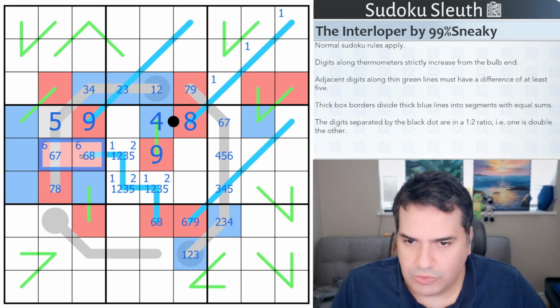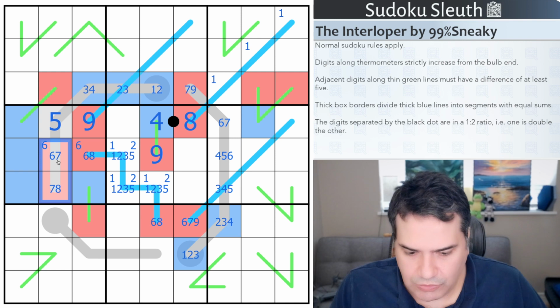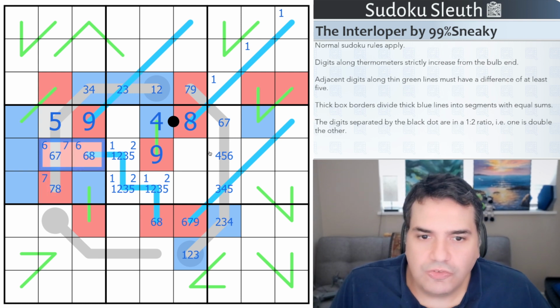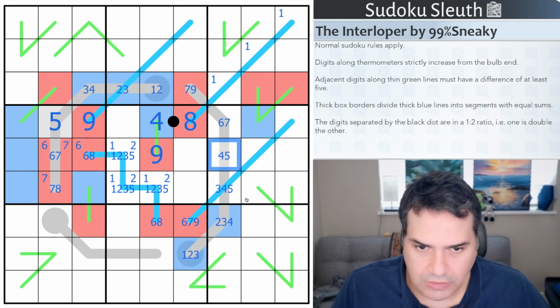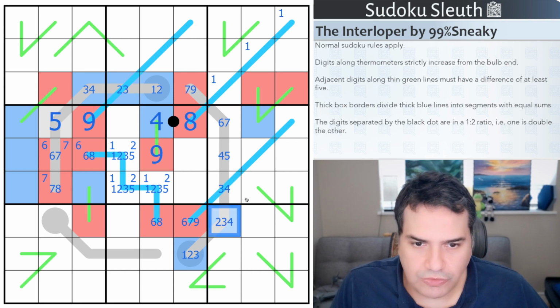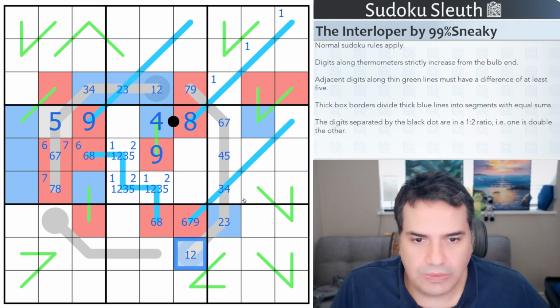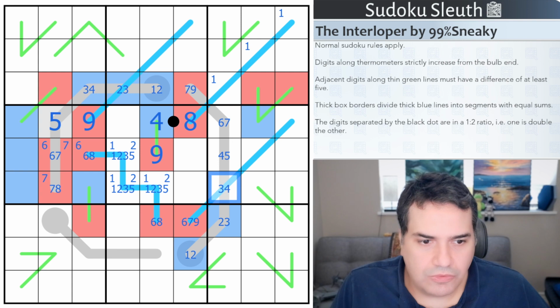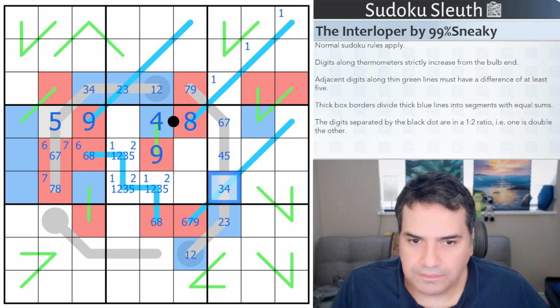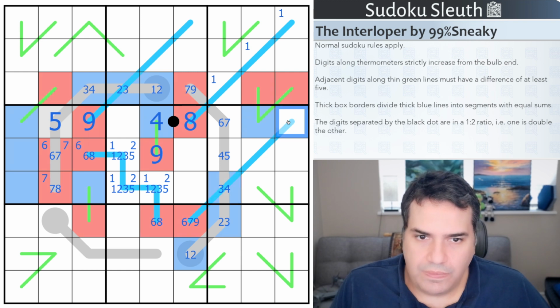6 is definitely one of these 2 cells. 7 is definitely one of these 2 cells. 6 looks across, removes another degree of freedom. This is not 6, this is not 5, this is not 4, this is not 3. And this is another low digit. This is a low digit.